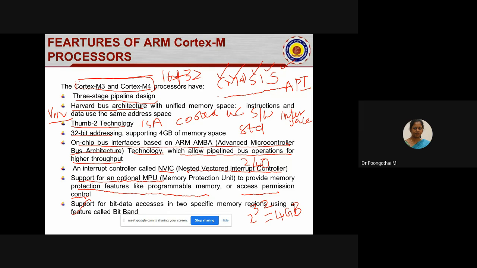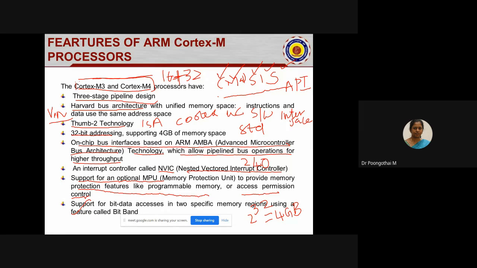So what are the features? It follows a 3-stage pipeline design, and the architecture is based on Harvard bus architecture, and the instruction set architecture is called Thumb 2 technology. It's a combination of 16-bit and 32-bit instructions, and it is capable of addressing 2 power of 32 memory locations, which is equal to 4 GB memory space. This memory space includes your program memory, data memory, and peripheral memory, along with some debug components.